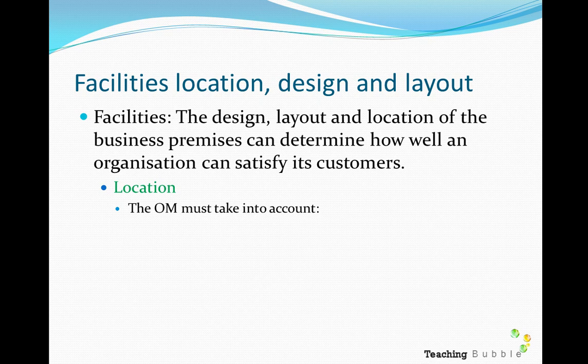Now, when we look at location, there's a few things that an operations manager needs to take into account. And it wouldn't just be the operations manager dealing with this. This would also be the CEO and the board of directors to approve this. But the operations manager is likely to have some input. And this would be part of strategic planning. So there's four main things that we're going to look at. And there's probably a million other things, but these are the four things that we can really focus on.